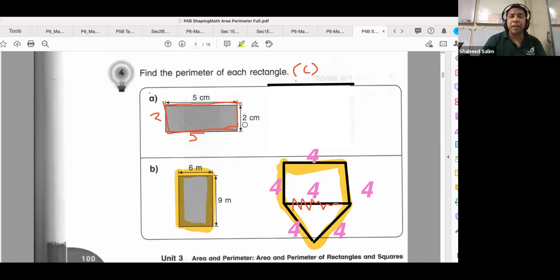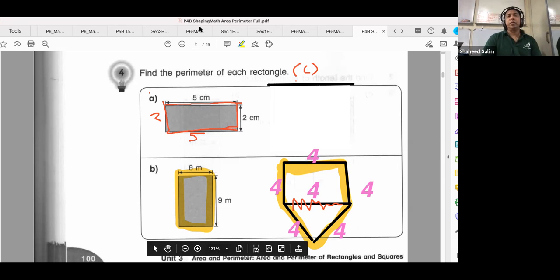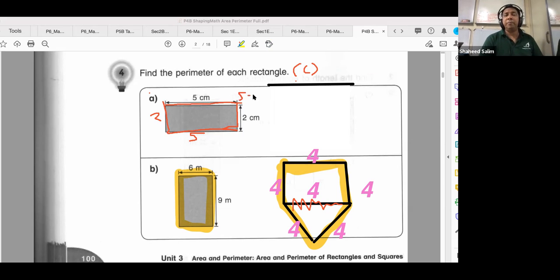So 5 plus 2, 5 plus 5 plus 2, the answer is what? 14 cm. This is not cm square because square is inside. This one 6 plus 9 plus 6 plus 9 is 30. Okay? You have to be very clear on this, okay? 5 plus 2, 5 plus 2. Yes, well done, Umaira. Now your unit down here will be what? It will be in cm. Don't put cm square. Cm square is a 2. Don't put the 2. Same thing. This one you add, you get 30 cm.